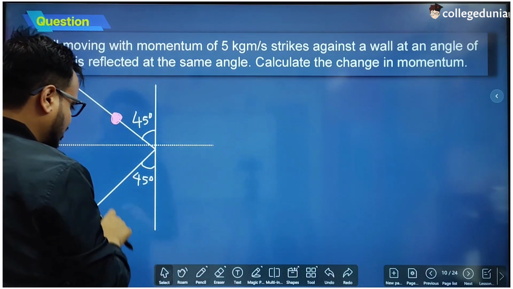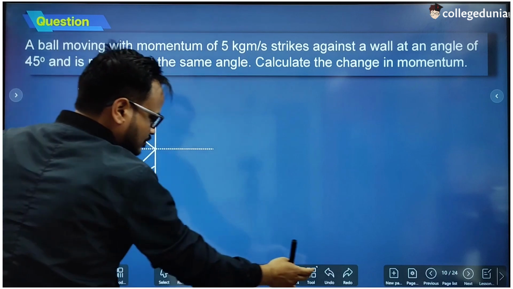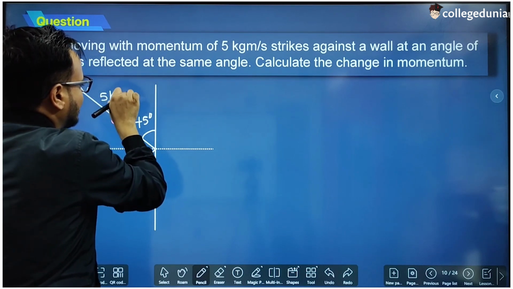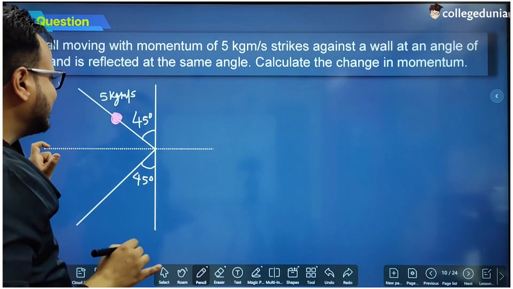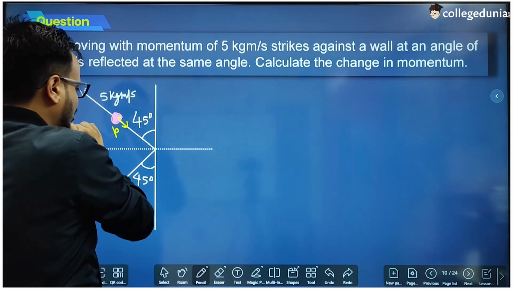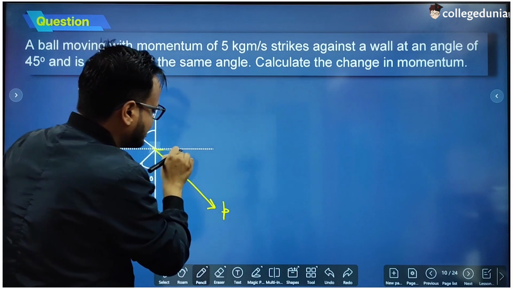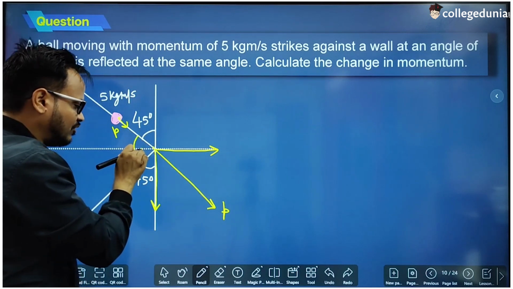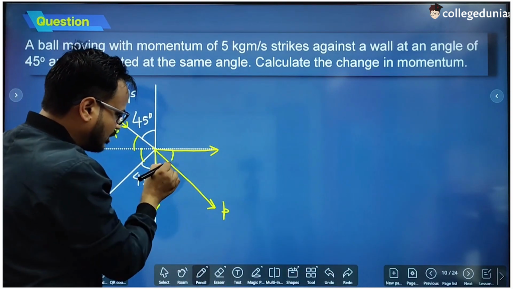Now suppose this is the axis and the momentum of this ball is 5 kg meter per second, which is the initial momentum, and the final momentum is also the same. So let's take it as p, because initial and final momenta are both the same. The direction of this p is this, right? So let's resolve this into two rectangular components. If this angle is 45, then this is also 45, this is 90, this is also 45, all these angles are 45.